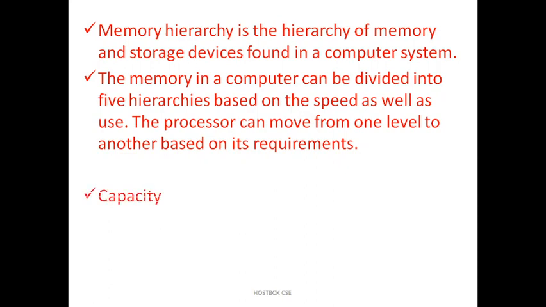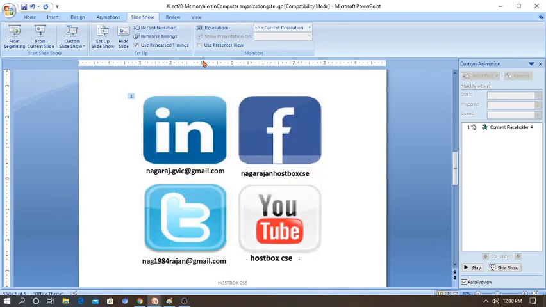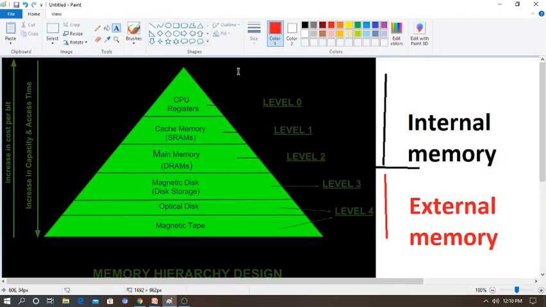Before discussing the example and the diagram of the levels, we see some of the keywords: capacity, cost per bit, volatile and non-volatile, and so on. These points we are going to discuss, and let's go to the diagram. So this is the diagram.